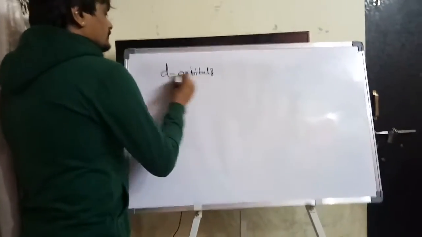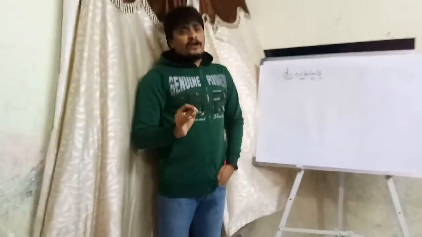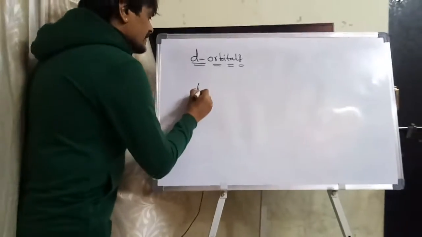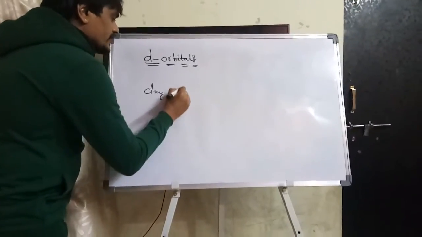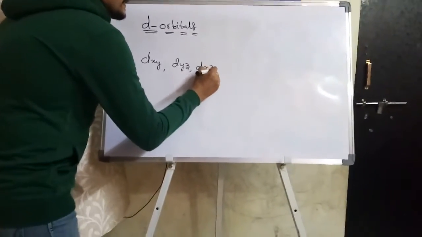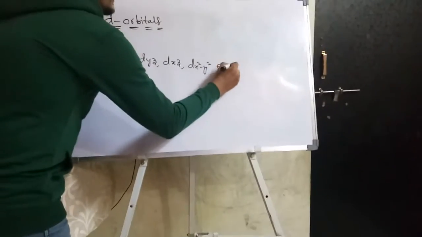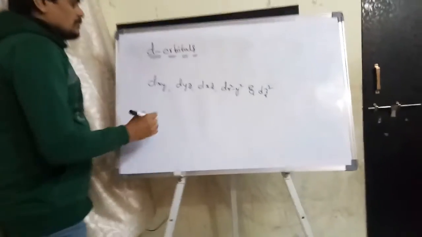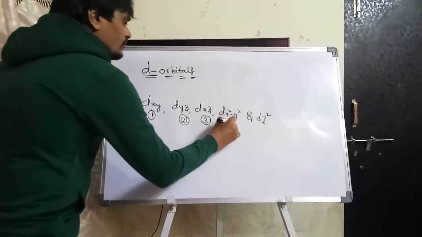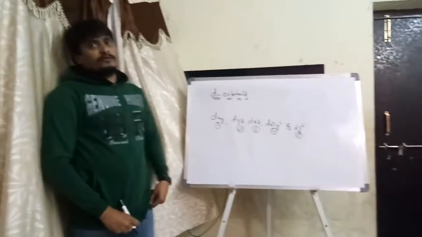D-orbitals. Now we know there are 5 types of d-orbitals. The first is dxy, next one is dyz, next one is dxz, next is dx square minus y square, and dz square. So this is the first d orbital, second, third, fourth and fifth d orbital. So these are the 5 d orbitals.